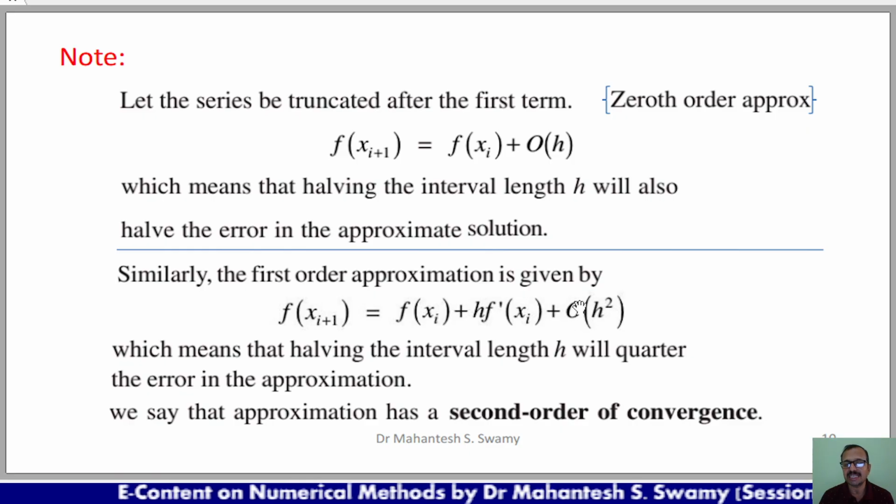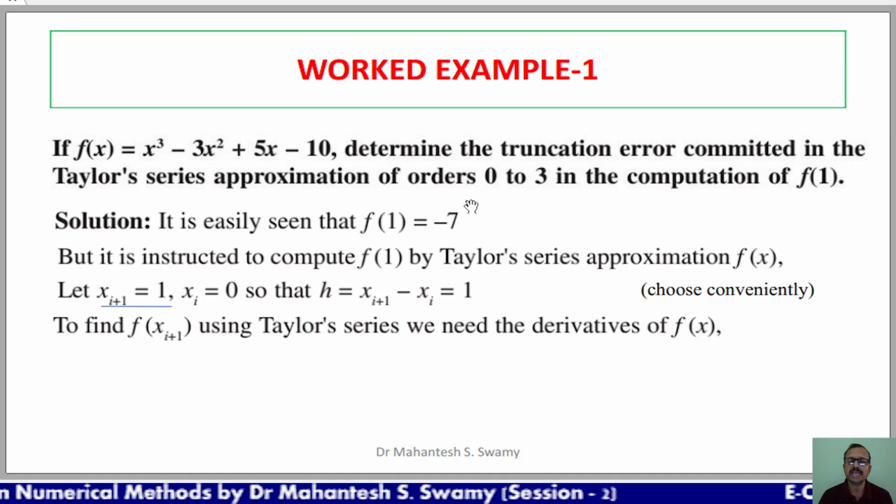What is this approximation? This is the approximation considering only 2 terms in the Taylor series. The Taylor series is an infinite series. By considering only 2 terms, we are doing some approximation. And this approximation, we say that it has a second order convergence because the error involved is of the order of h square. Now, let us consider an example to understand this concept very well.